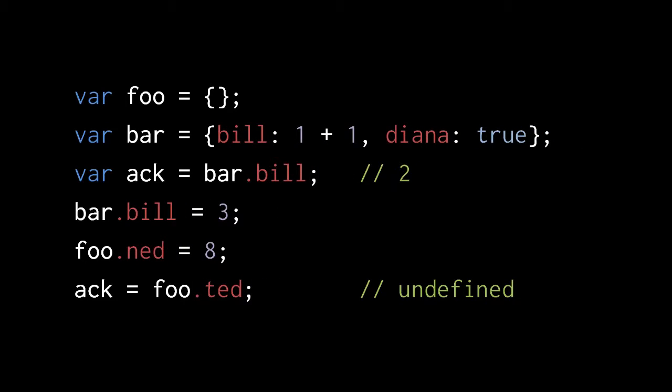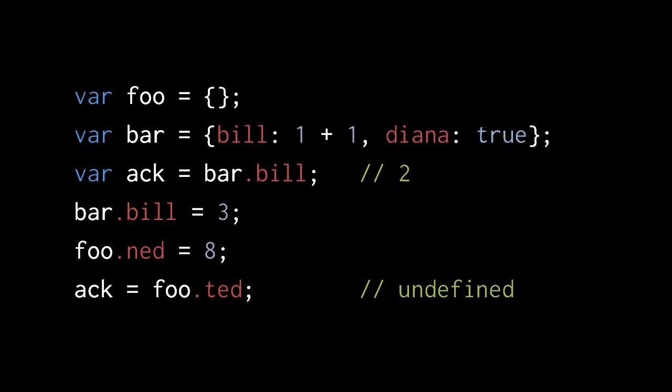JavaScript provides two syntactical shortcuts for properties. First, in our object literals, property names which conform to the rules of identifiers can be written without enclosing quote marks. Second, instead of using the square bracket operator, property names which conform to the rules of identifiers can be written with the dot operator, and again no enclosing quote marks. Because Bill, Diana, Ned, and Ted are all strings which conform to the rules of identifiers, we can write the same code like so. Not only is this cleaner to look at, it's easier to type.